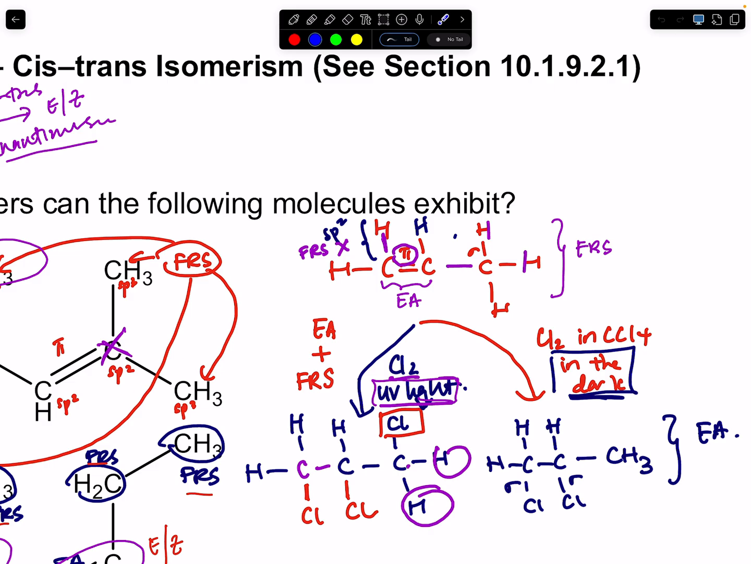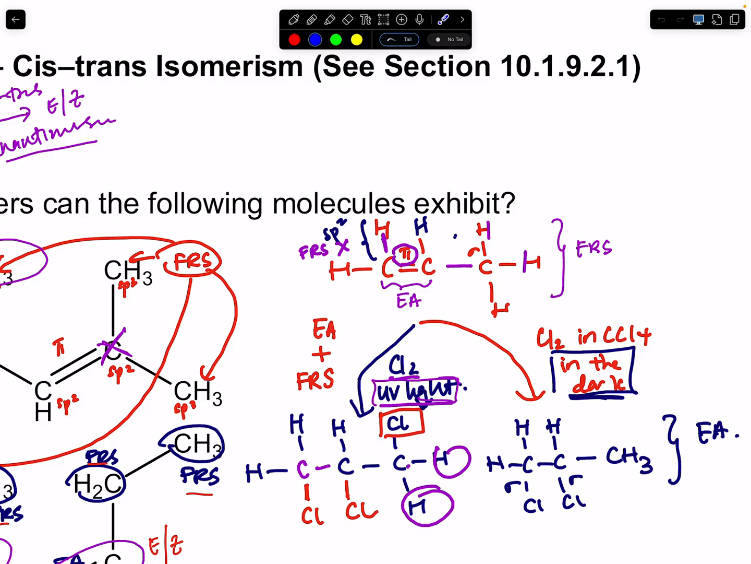UV light. Alright, so if I put Cl2 in CCl4, also known as liquid chlorine, in the dark, meaning absence of UV light, only EA can occur. The pi bond is broken and the 2 chlorine atoms have been inserted. However, guys, if I put Cl2 in UV light, both the addition and the substitution reaction can occur. So what I'm trying to say is that addition of halogens is light independent. Understand? Clear? This was what was covered.